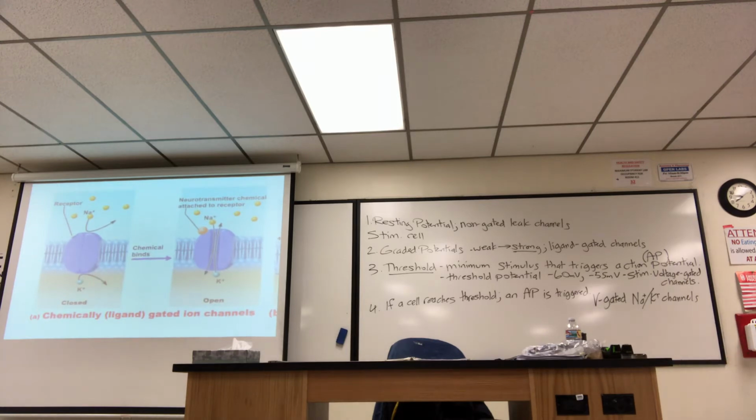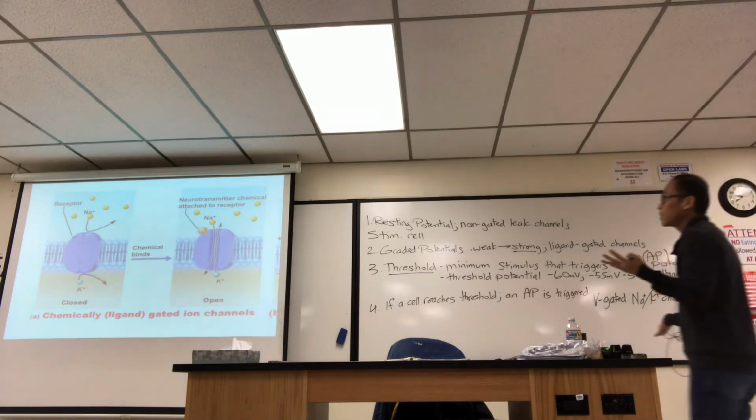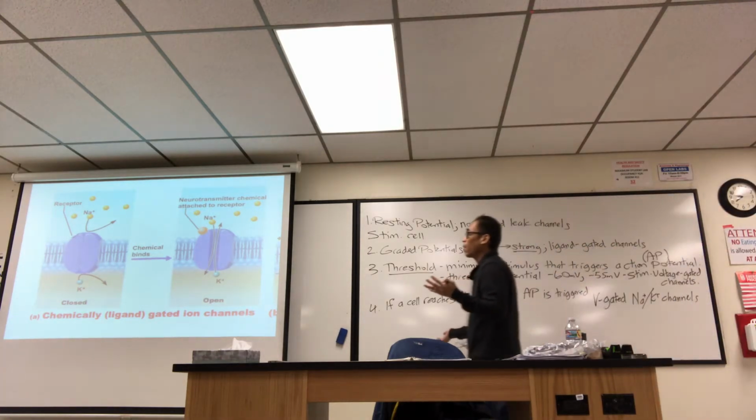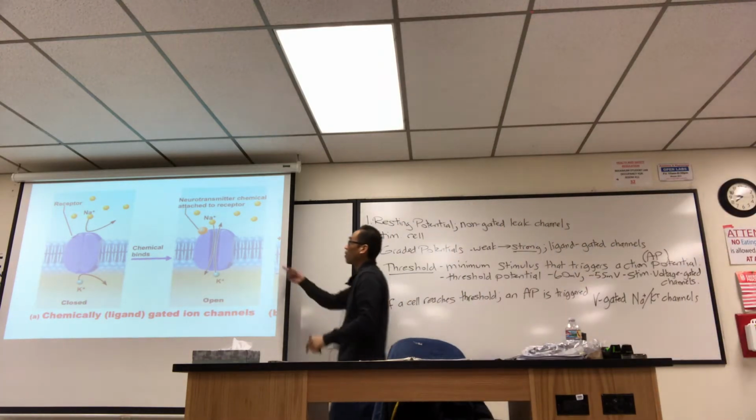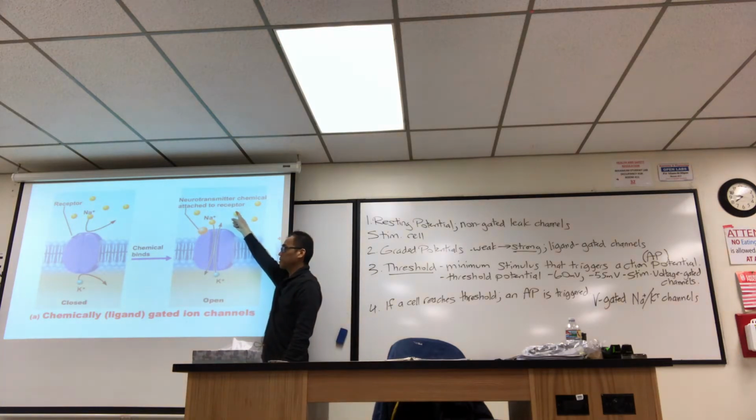These two pictures show the ligand-gated channels. What's the ligand? The yellow ball. What's the yellow ball? Neurotransmitter, usually ACH, something like that. But what does it transmit? Not ACH. ACH is the ligand that opens the gate.